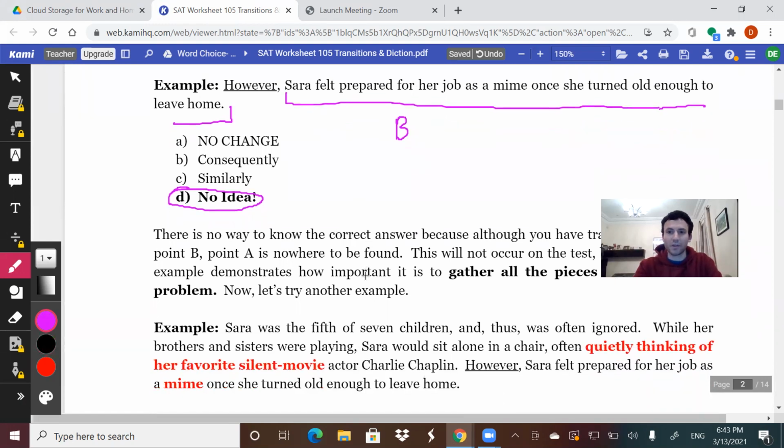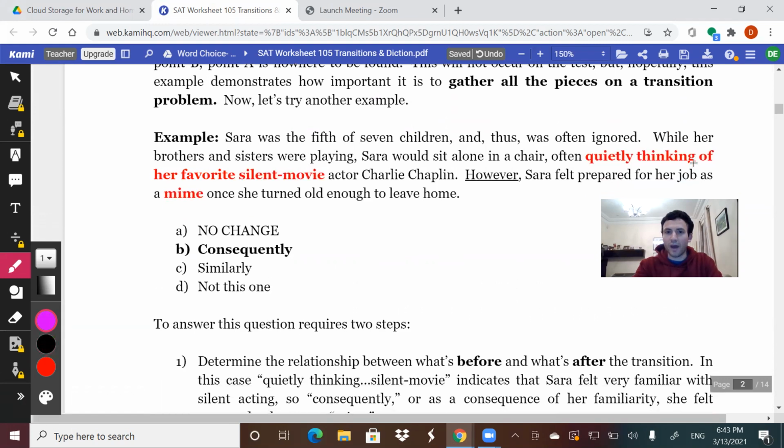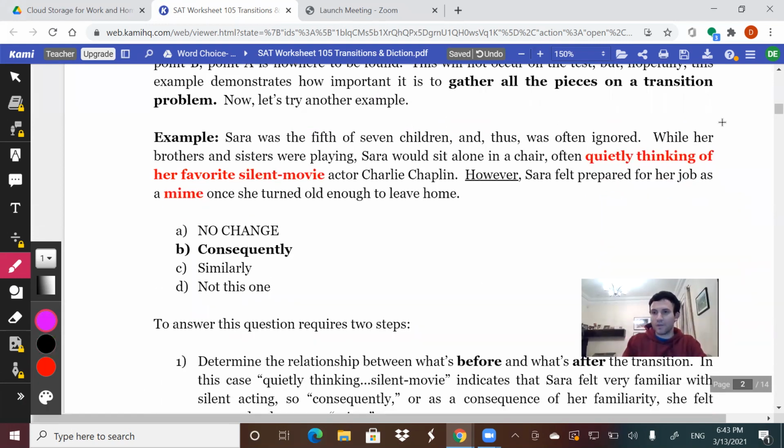Okay, let's look at the same exact example now, except we have 2 sentences prior. So Sarah was the 5th of 7 children, and thus she was often ignored. While her brothers and sisters were playing, Sarah would sit alone in a chair, often quietly thinking of her favorite silent movie actor, Charlie Chaplin. However, Sarah felt prepared for her job as a mime once she turned old enough to leave home.